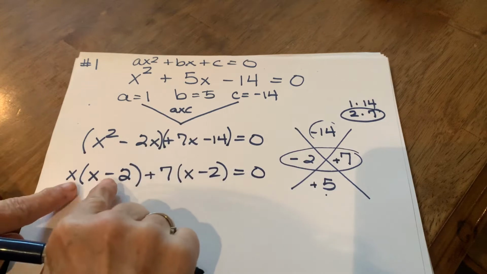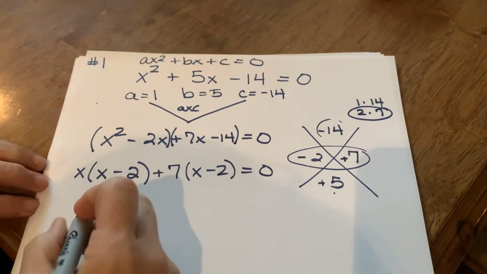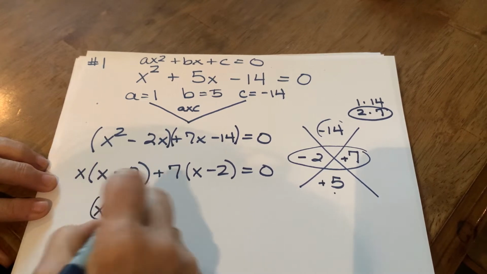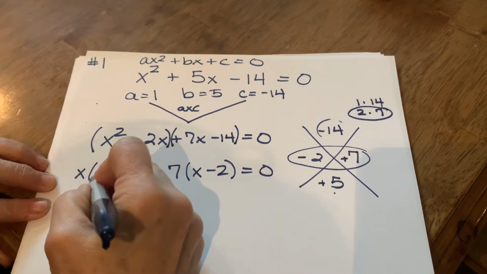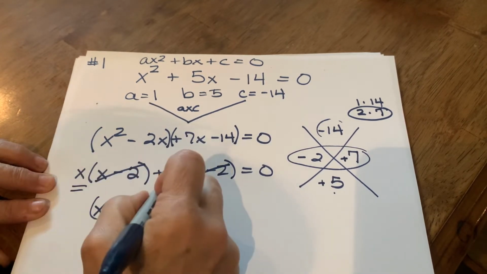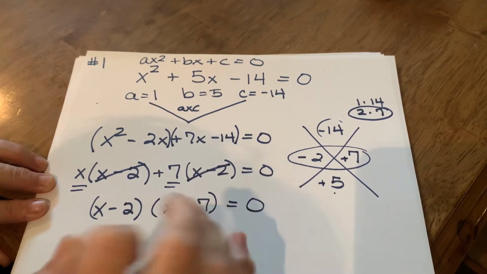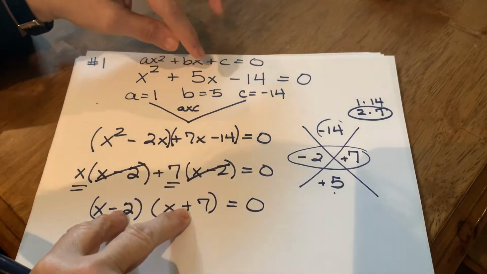Then we can see between these two terms, meaning they're separated by that addition sign, what do they have in common? We see that they have x minus 2 in common. We're going to divide that out. You can see now we're left with x and a positive 7, and we bring those together. So these are the factors of this equation.